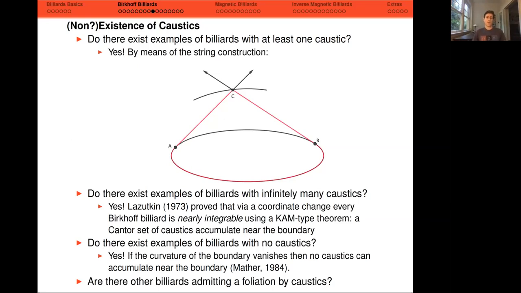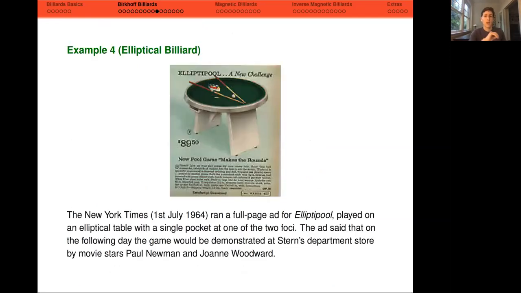So then a natural question is, aside from the circle that we've already talked about, are there any other billiards that have foliations by caustics? That leads us to our next example, elliptical billiards. Here we have a picture of what's called Elliptipool. This is from the 1960s. The New York Times actually ran a full page ad for Elliptipool, advertising this elliptical billiard table that has a pocket at a focus of the ellipse. There was going to be a demonstration of using this table with Paul Newman and Joanne Woodward back in the day.